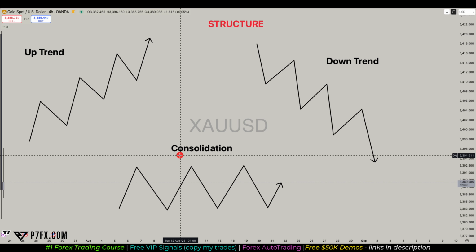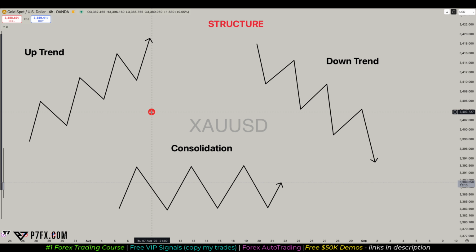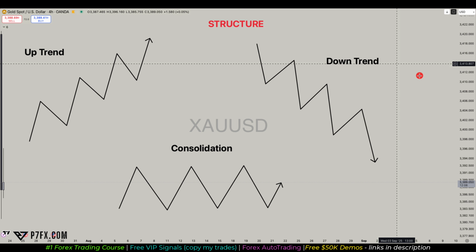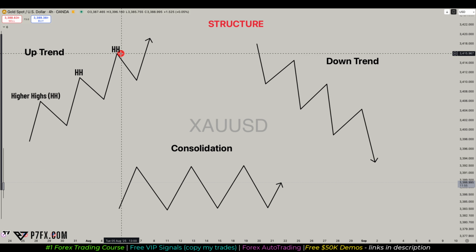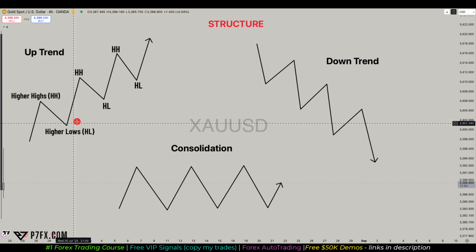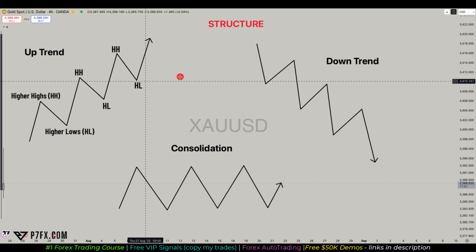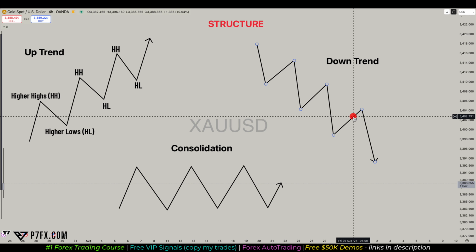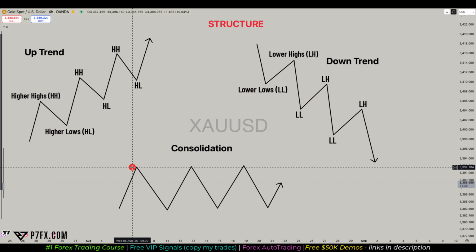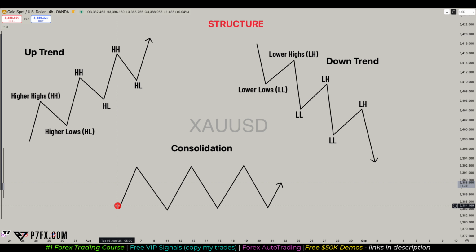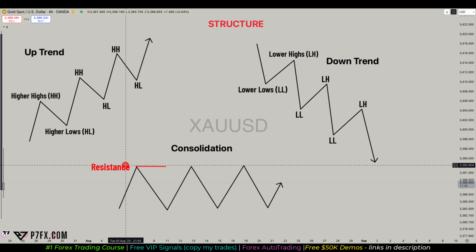Now, when it comes to the concept of structure, there are specific formations that create an upwards, downwards, or consolidating structure. In an uptrend, we have higher peaks known as higher highs and higher lows. In a downtrend, we have lower peaks known as lower highs and lower lows. But in a consolidated or range market, price is simply moving between the level of resistance and support.